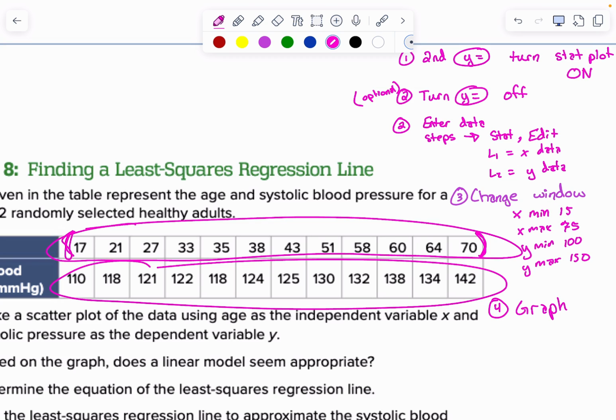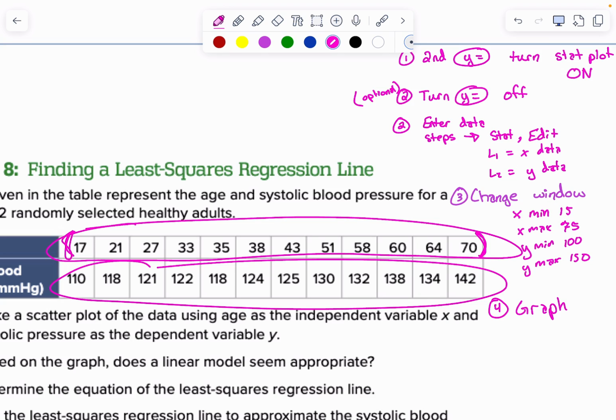Uh-oh. Does it say dimension mismatch? It doesn't give a line. Mine works per usual. Stat, Edit. Okay, I'm going to read numbers to you. 17, 21, 27, 33, 35, 38, 43, 51, 58, 60, 64, 70. And that's it? Yep. You have an extra one of these.